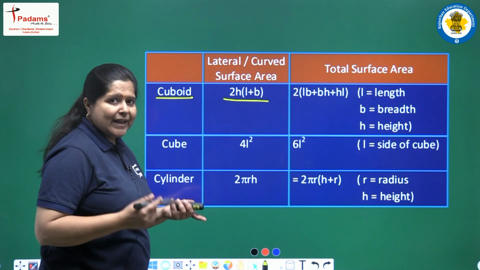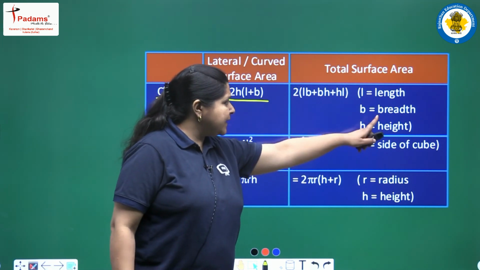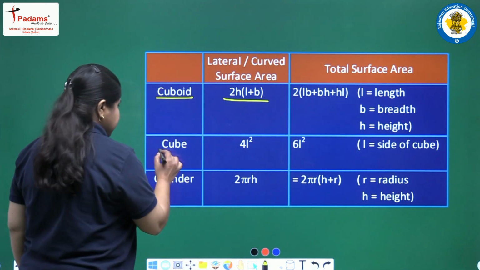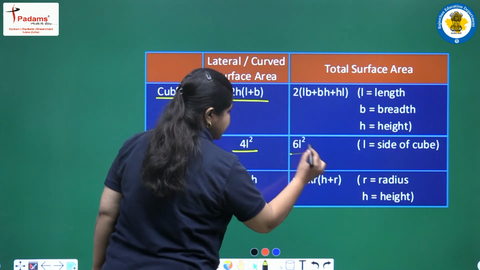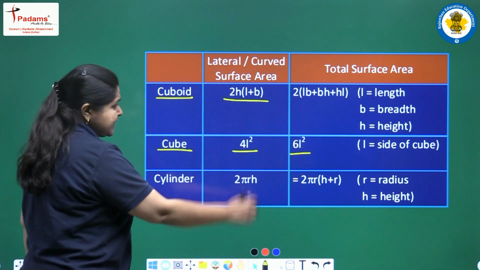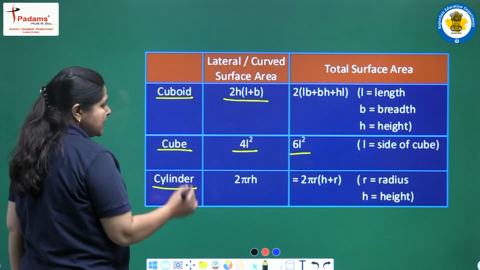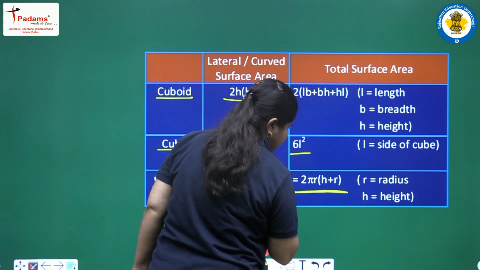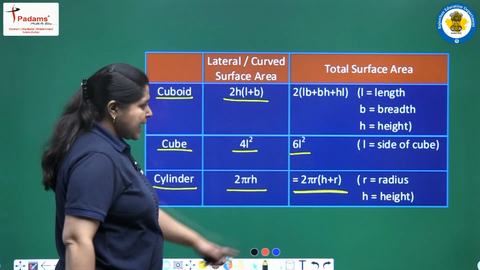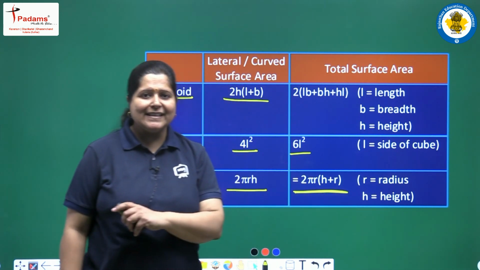ये formulae याद होंगे तभी आप questions में apply कर पाएंगे. Remember, L denotes the length, B the breadth and H the height. In case of cube, the lateral surface area is given by 4L square and total surface area by 6L square, where L denotes the side of cube. And then in case of cylinder, we have the curved surface area as 2 pi RH and the total surface area as 2 pi R into H plus R.